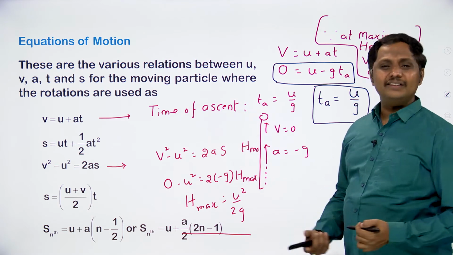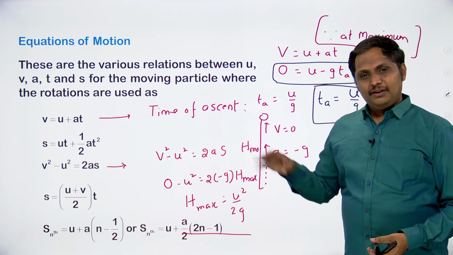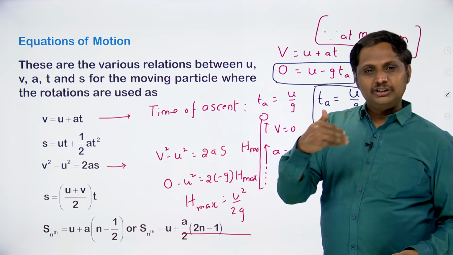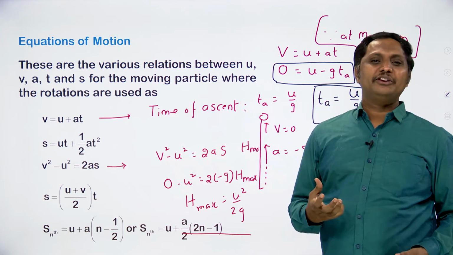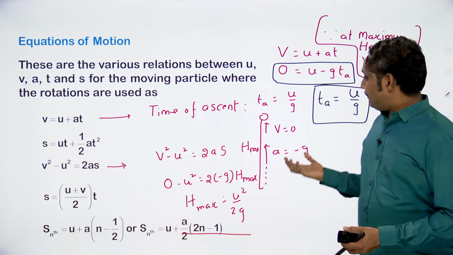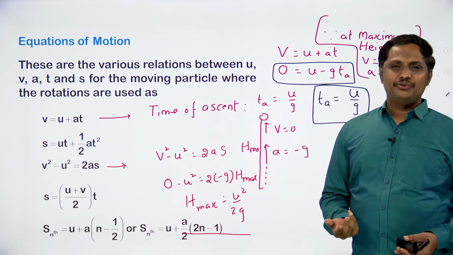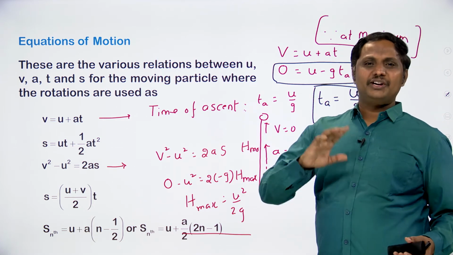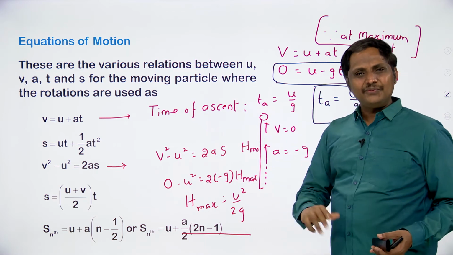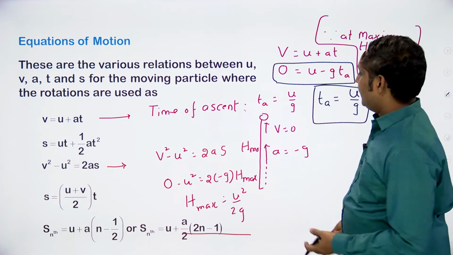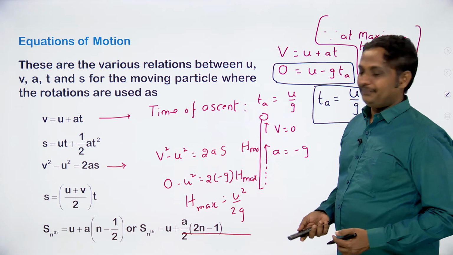So, we will apply all these equations to get the different parameters which are related to a body which is projected vertically upwards from different positions, from a tower. These are the different cases we would like to go for. We can easily take that.